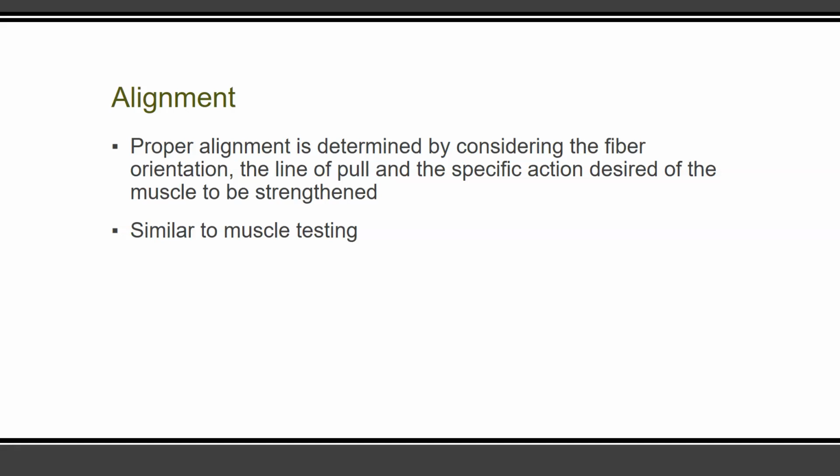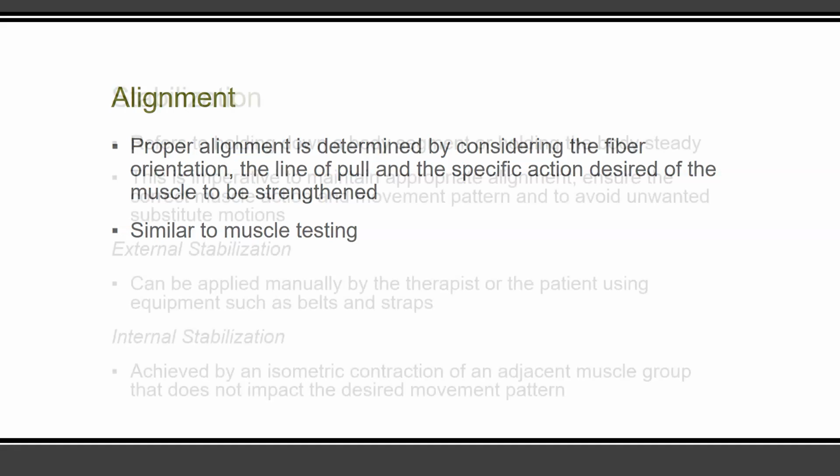So when we look at something called proper alignment, what we're looking at is, you think of the muscle that you want to train. What is its fiber orientation? What is its line of pull when it does its specific action? And through that, then we start to think about the exercise that we want it to do. It's exactly the same as muscle testing, where we try to get down to an individual muscle working by itself without any substitute motions to test just that one particular muscle to see how strong it is. We would be using very similar positions to actually strength train that muscle.